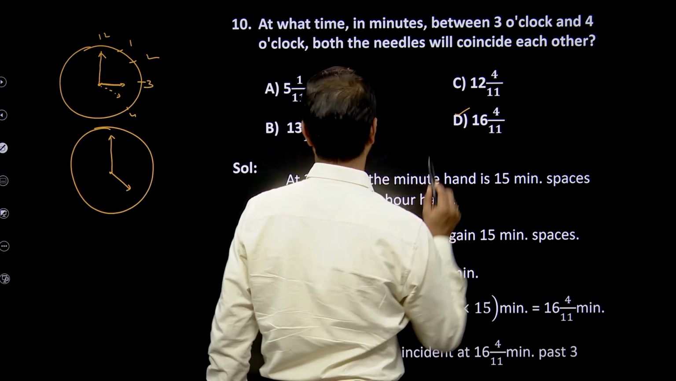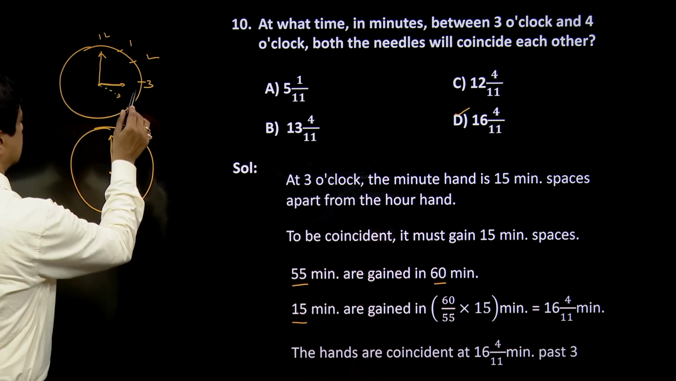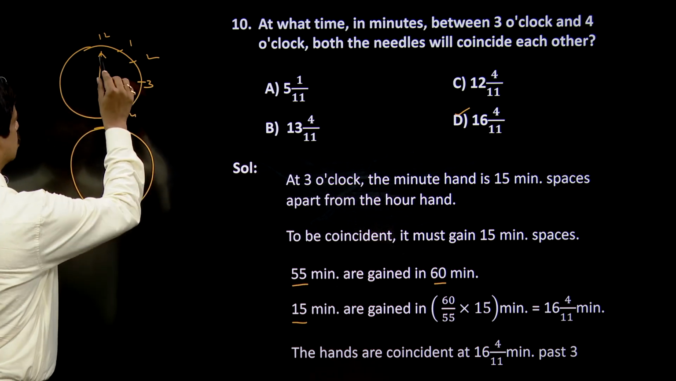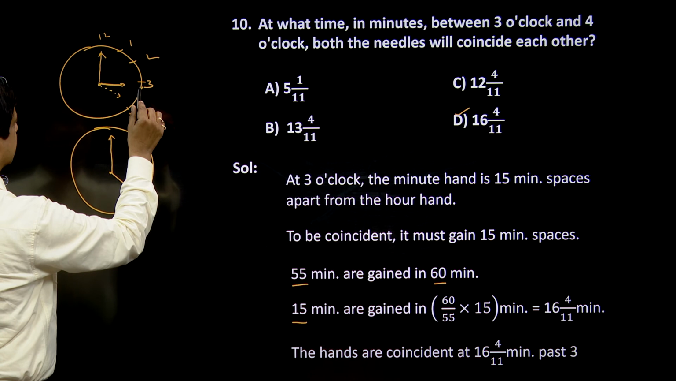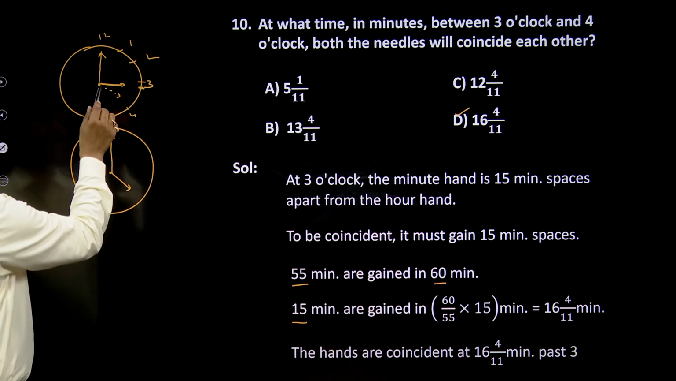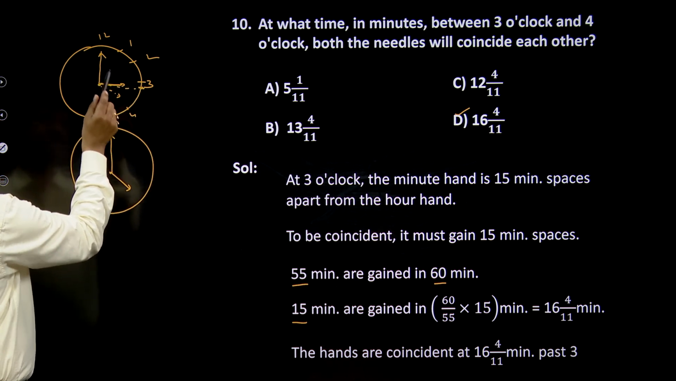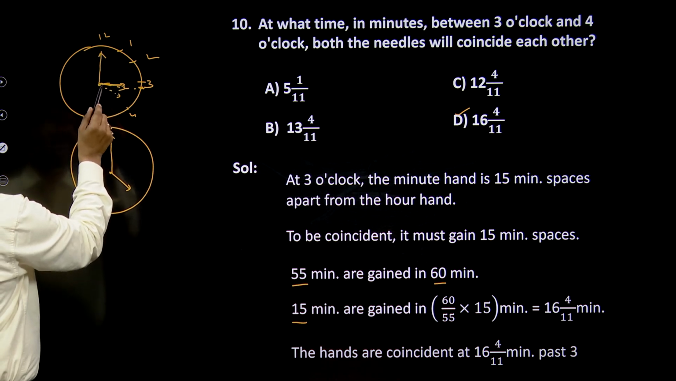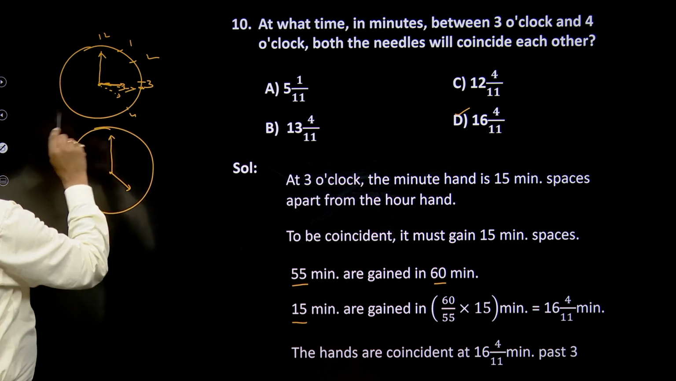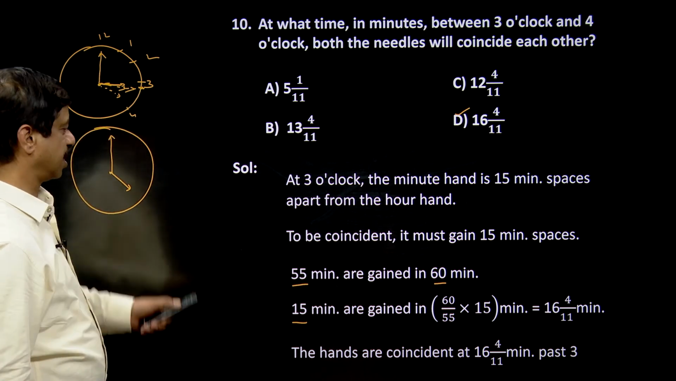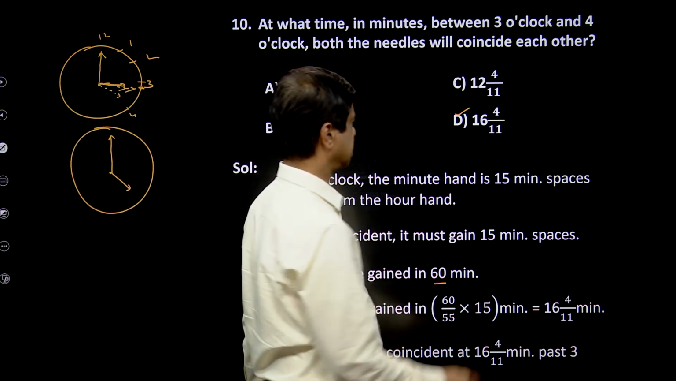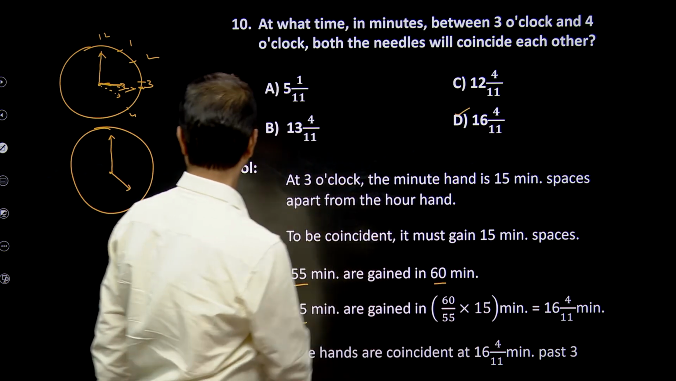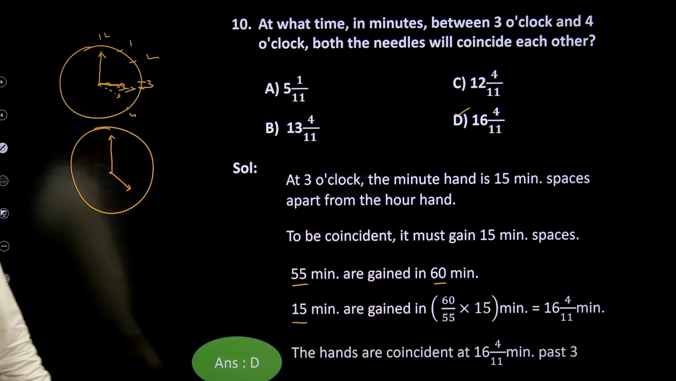So that is past 3. Past 3 means after 3, so 16 4 by 11 minutes means somewhere here you will get. This is the hours needle, and the minutes needle will be somewhere here. So they will be coinciding like this somewhere here. Therefore, after 16 4 by 11 minutes, those two coincide. Option D. Please note it fast, quick.